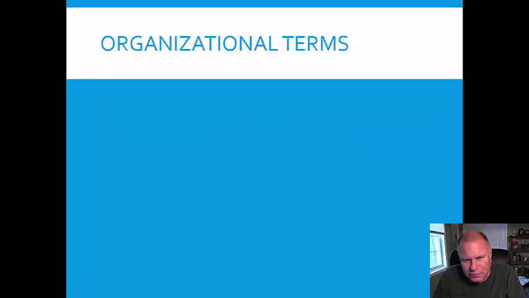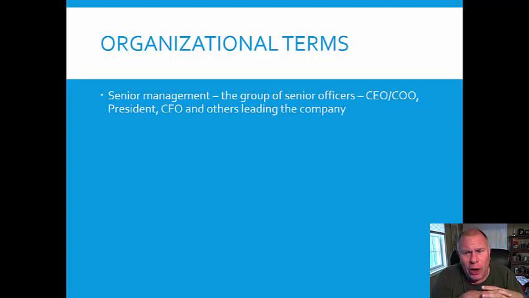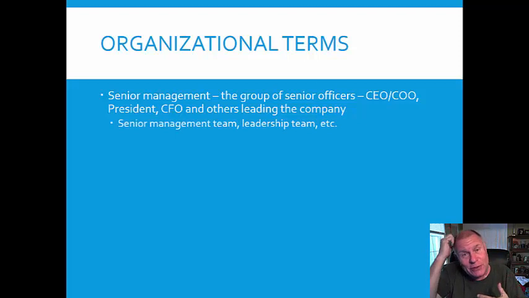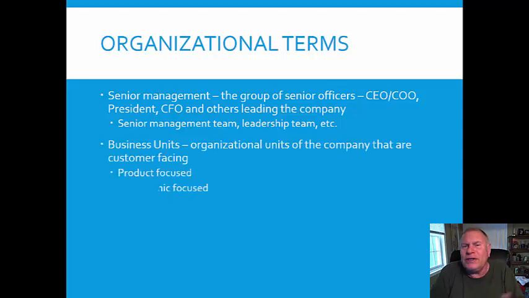And then, what I'd like to do now is talk a little bit about some of the organizational terms that come into place when you're budgeting and planning within an organization. The first is senior management. Every company has a group of senior officers consisting of the CEO, COO, president, CFO, and others leading the company. They're oftentimes referred to as the senior management team, the senior management council, the leadership team, or the executive group, any number of names. These are the people that are responsible for the organization as a whole. Then what you have is business units. These are organizational units of the company.